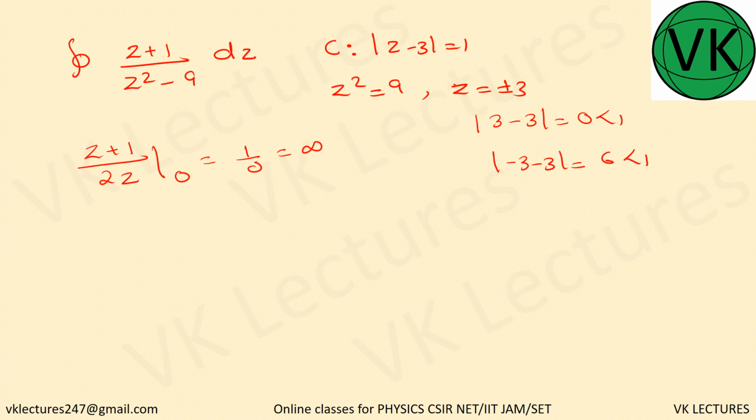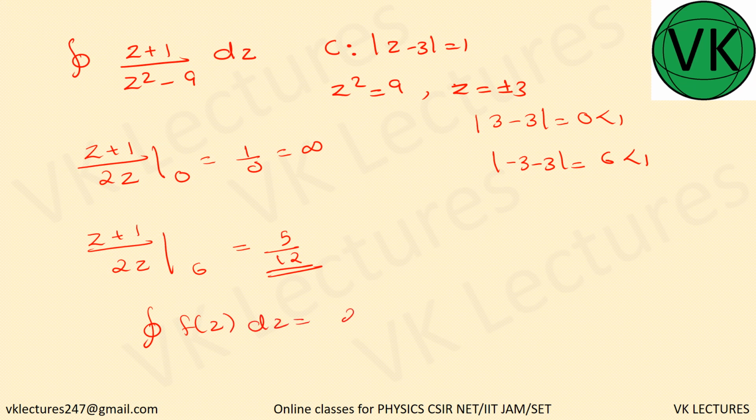So (z plus 1) divided by 2z at 3 is equal to 4 by 6, which is 5 by 12 as stated. So the closed integral of f(z) dz is equal to 2 pi i into 5 by 12, which is equal to 5 pi i by 6.